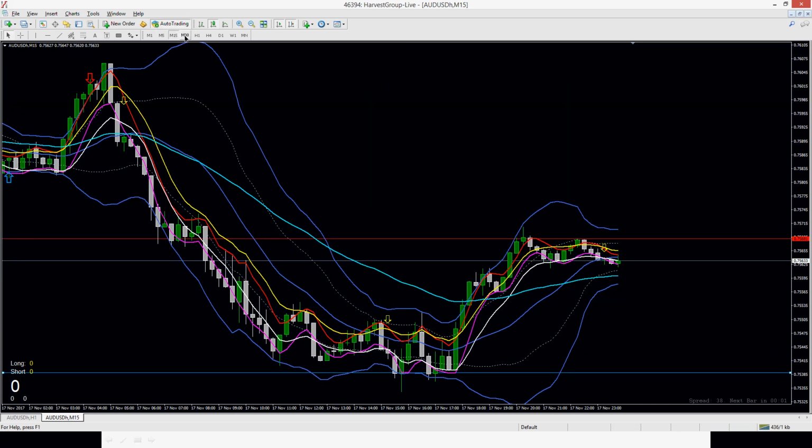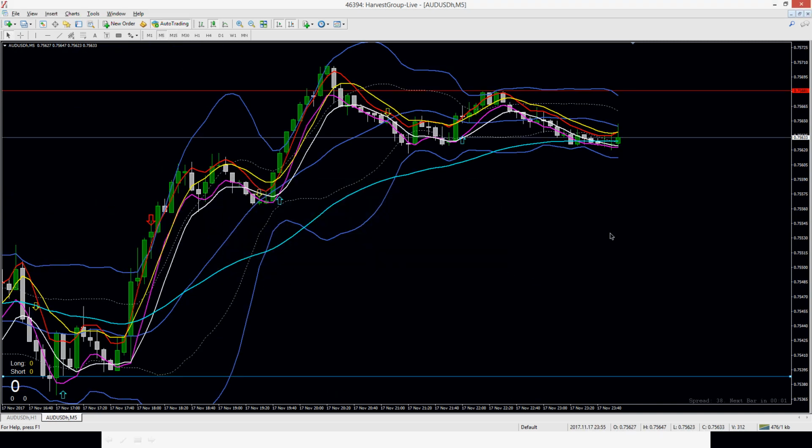All right, so let's go to M15. M15 also looks like a buy setup over here. The MA50 is above MBB. However, there are signs of a re-entry sell over here.